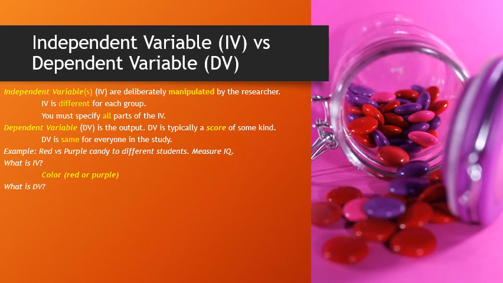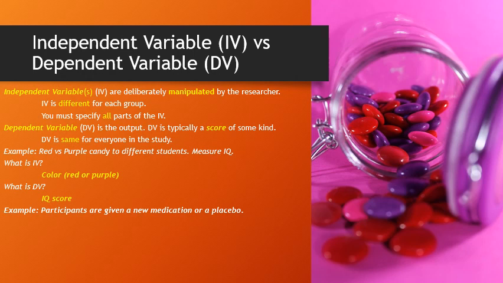What would the dependent variable be here? Well, it's what I'm measuring. And remember, the dependent variable is what I measure for every single person in the study. In this case, an IQ score. Okay? And I realize that example is crazy out there, but I was hoping it might help you remember.